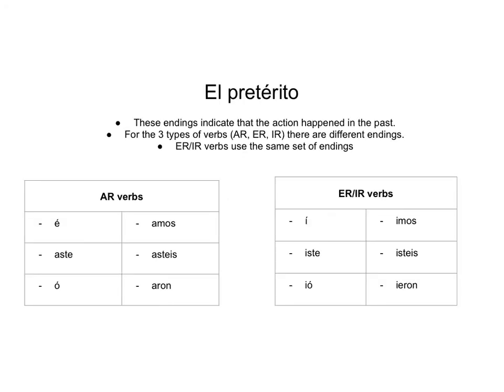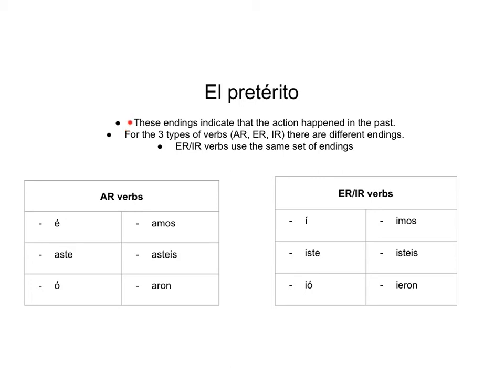So the next thing we're going to look at is how to form the preterite tense, or el pretérito, in Spanish. And just like the present tense, there are a set of endings or conjugations for a verb in the preterite tense. And these endings are used for regular verbs in the preterite. So first thing is that these endings indicate that the action happened in the past tense.